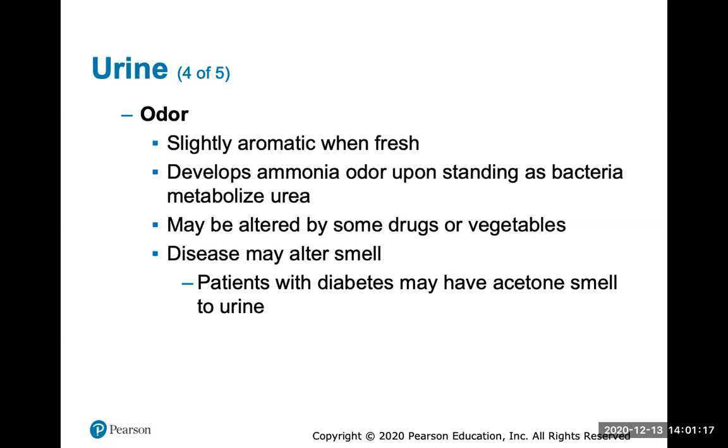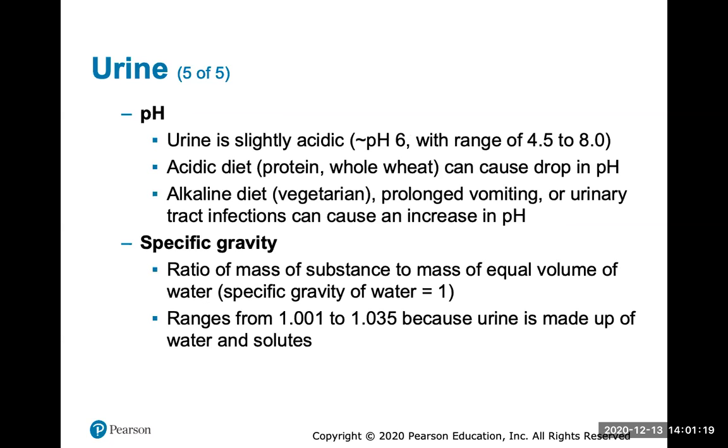Patients with diabetes may have an acetone type smell to their urine. The pH of urine is slightly acidic. An acidic diet could cause a more acidic drop in urine pH. An alkaline, basic diet from vegetarians, or prolonged vomiting or urinary tract infections, could increase the pH. Specific gravity, you can read about there. We go through these because they measure this on urinalysis tests.